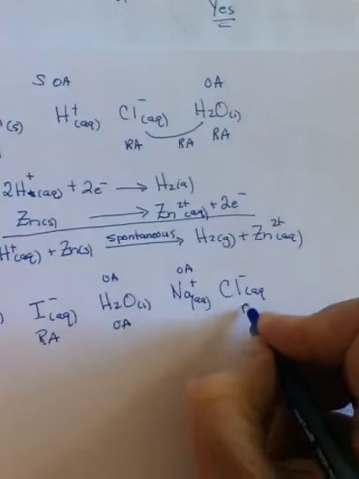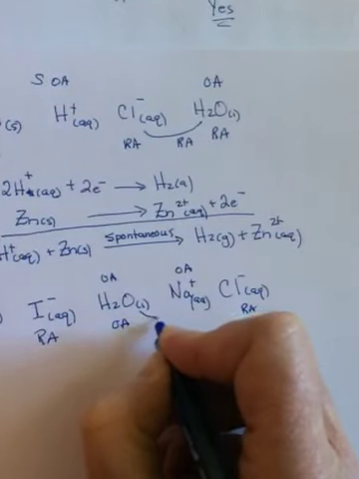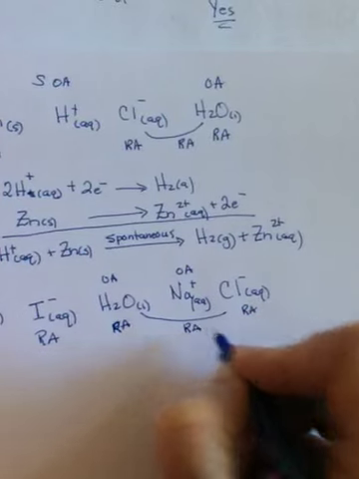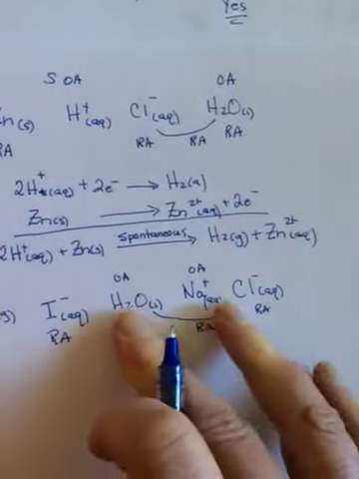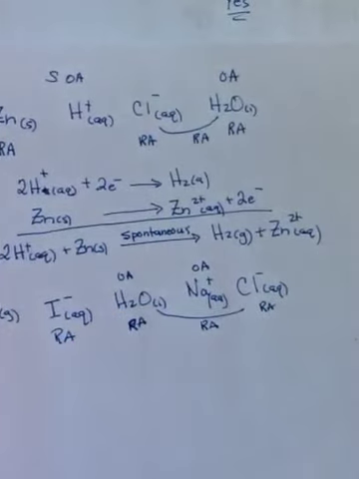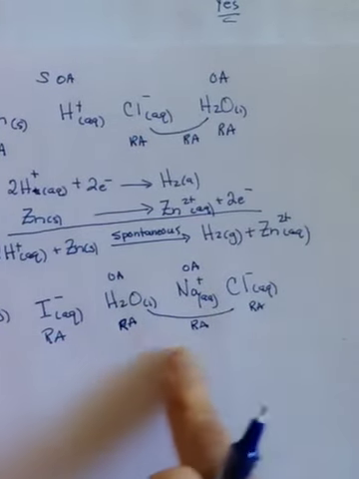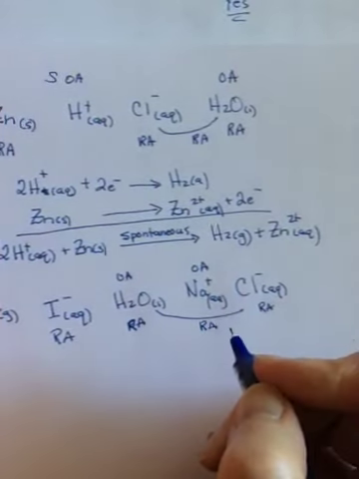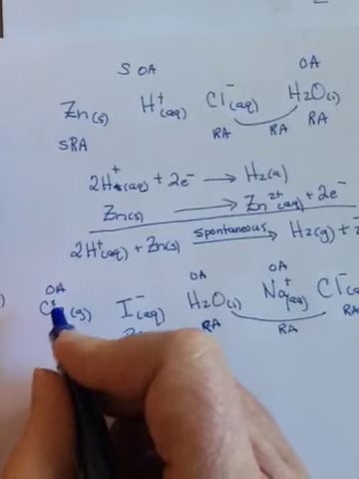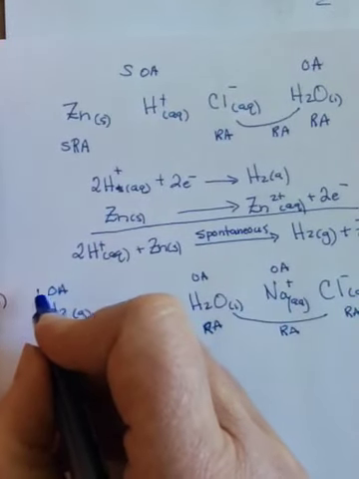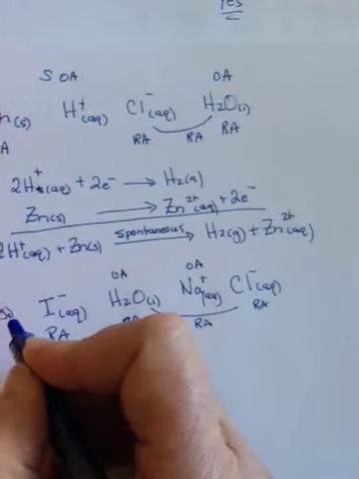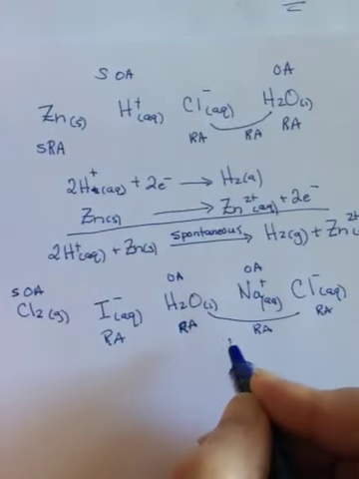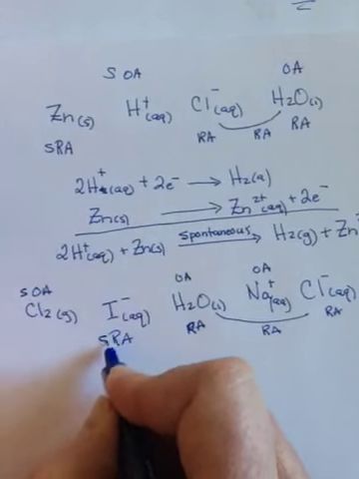Cl- is a reducing agent by itself, and it's a reducing agent linked with water. Which one of these two is closest to the top? Well, the Na+ was right down at the bottom. So I'm pretty sure it's going to be the Cl2. It's really close to the top. Okay, and which one is going to be closest to the bottom? It's going to be your iodide.